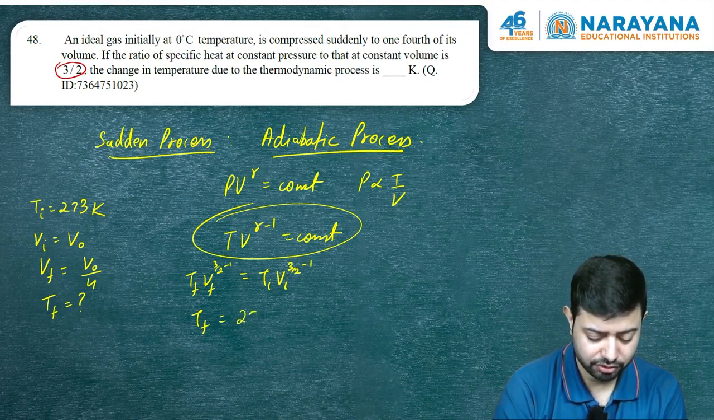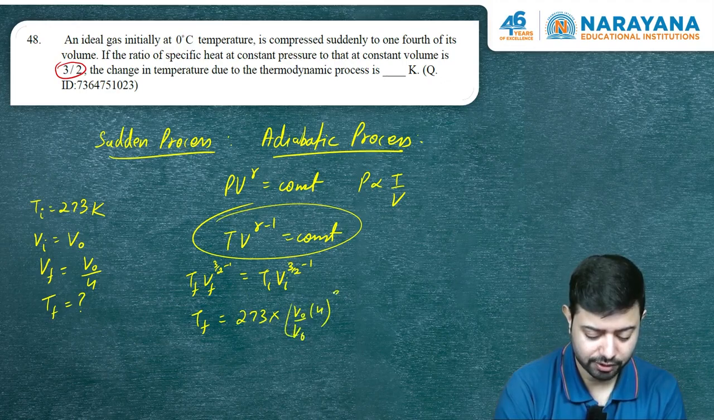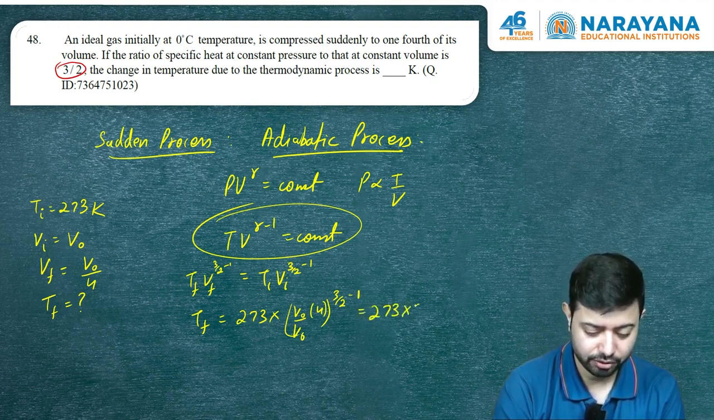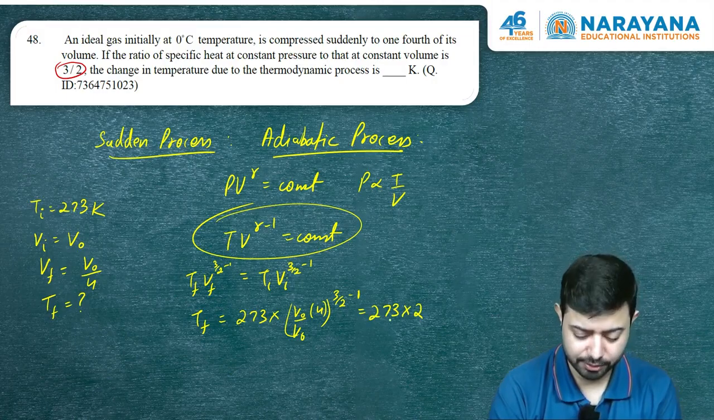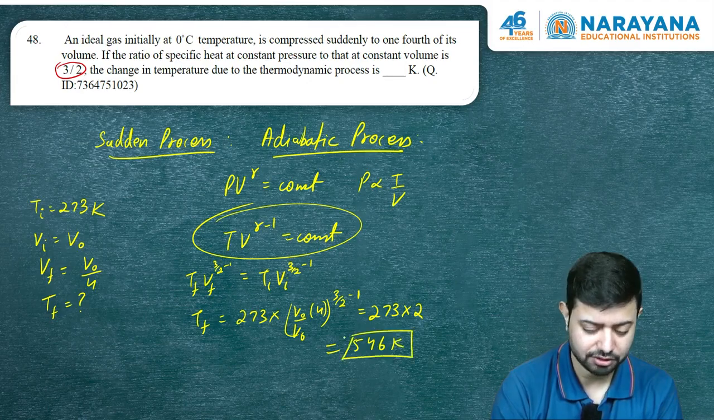T initial is 273 multiplied by V initial by V final, that is V naught by 4 to the power 3 by 2, minus 1, that is half. 2 will come, right? 273 into 2. How much is that number? It is going to be 273 into 2, which is 546 Kelvin. So temperature is just doubled.